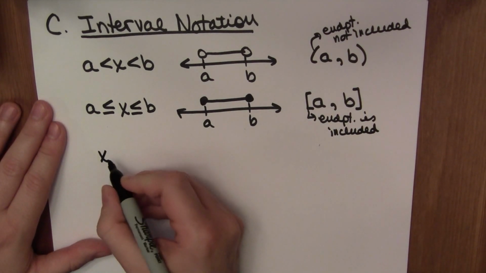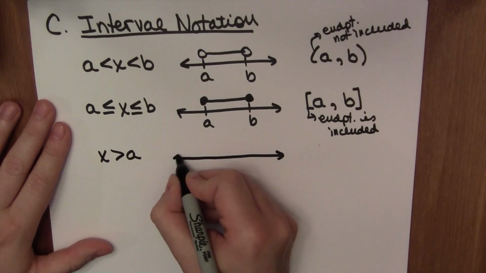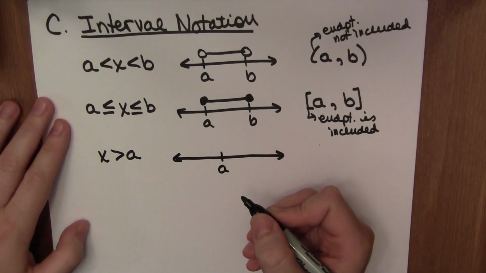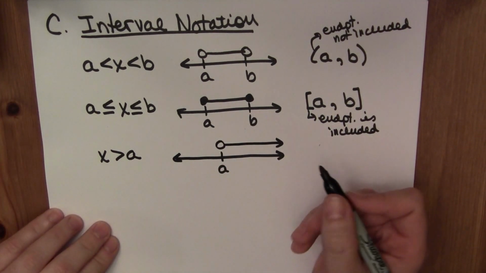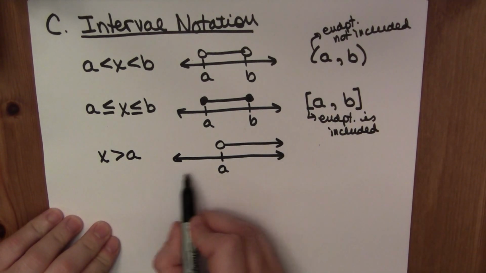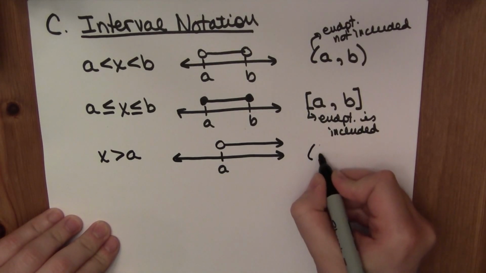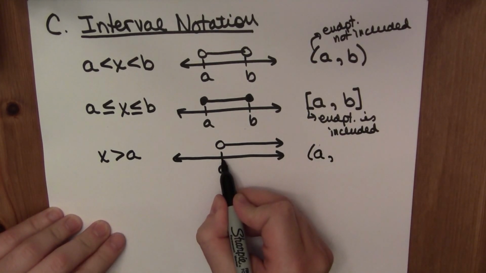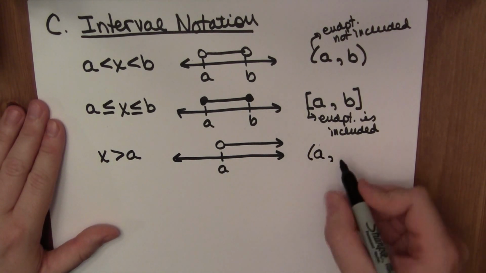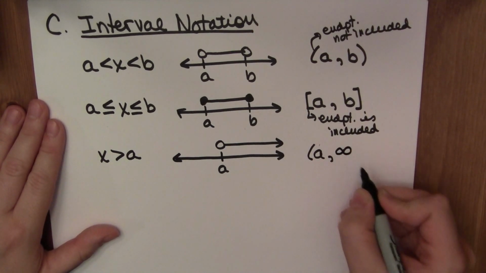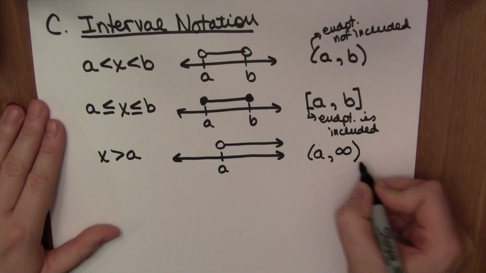Now, if I have just a regular inequality rather than a compound inequality, something like x is greater than a, well, I have my tick mark at a. I'd have an open circle at a with the ray pointing to the right. And to discuss this one in interval notation, well, it looks like my interval starts at a. A wasn't included, so I'll start with a parenthesis and then say a comma. But notice that my interval goes forever to the right. I'm going to say that I go from a to infinity. Infinity is not a number, so I can't actually reach it, so I'm going to end with a parenthesis rather than a bracket.